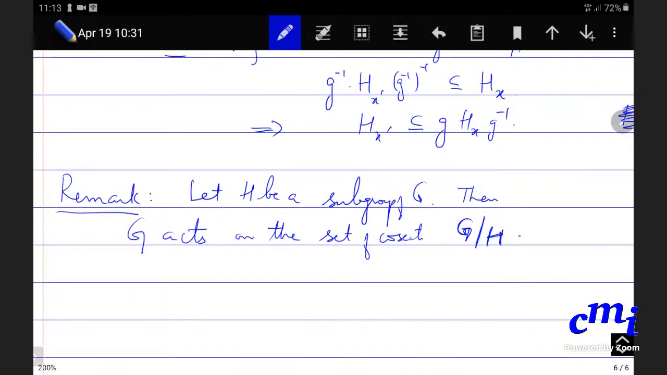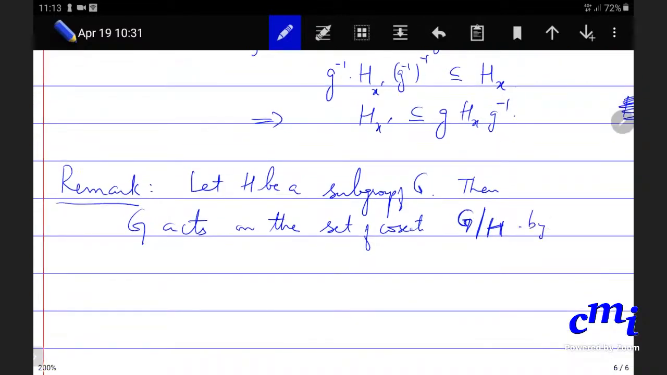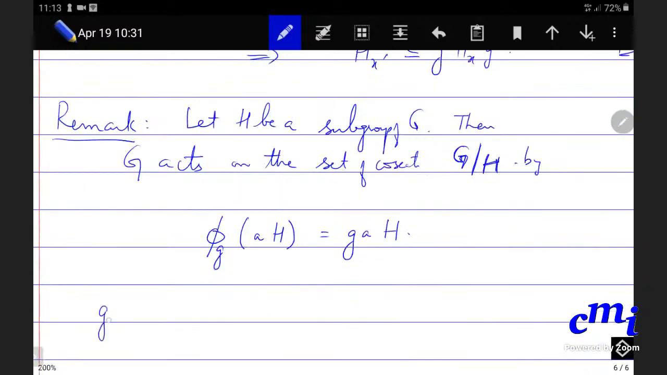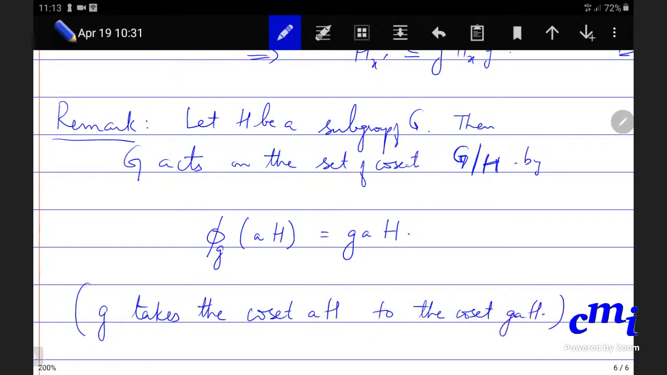By, again, just for elaboration, I will write phi g. So this is the function phi g. A coset will look like, say, aH. So g takes the coset aH to the coset gaH. So phi g, this is what.